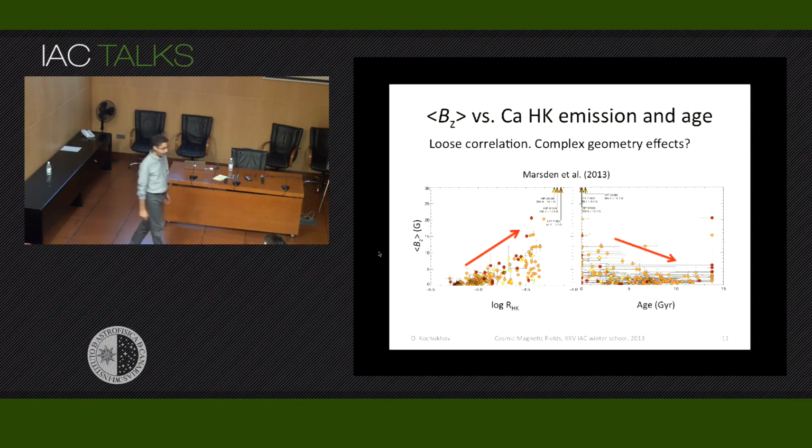Yeah, of course, ideally for each of these stars we should do full mapping of the magnetic field and correlate the resulting quantities with the H and K emission.